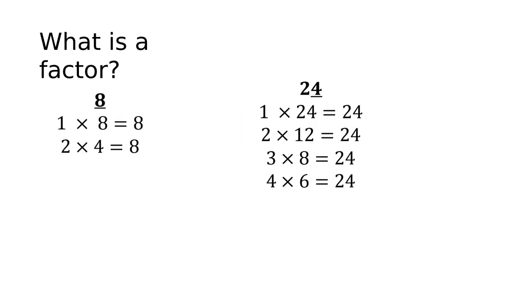What is a factor? So for example, 8. 1 times 8 gives me 8. Those are factors of 8. And also 2 times 4 is 8. And those two are factors of number 8. And then we have an example for 24. So 1 times 24 equals 24. 2 times 12 equals 24. 3 times 8 equals 24. And 4 times 6 equals 24. These are all factors of 24.